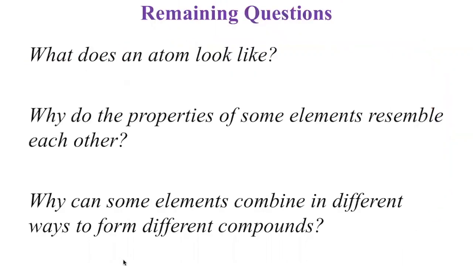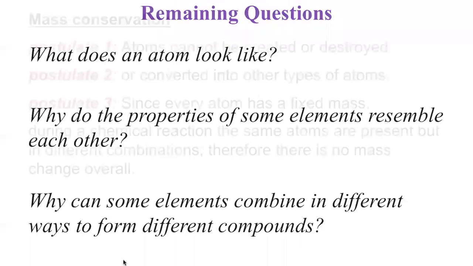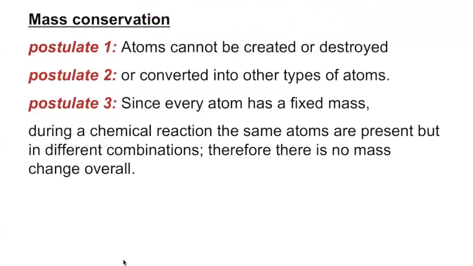Okay, so in Dalton's theory, the conservation of mass can be understood if you look at postulates 1, 2, and 3. Postulate 1 says atoms cannot be created nor destroyed, which is pretty much the conservation of mass. Postulate 2, or converted into any other type of atoms. Postulate 3, since every atom has a fixed mass. So during a chemical reaction, this summarizes that we can neither create nor destroy matter.